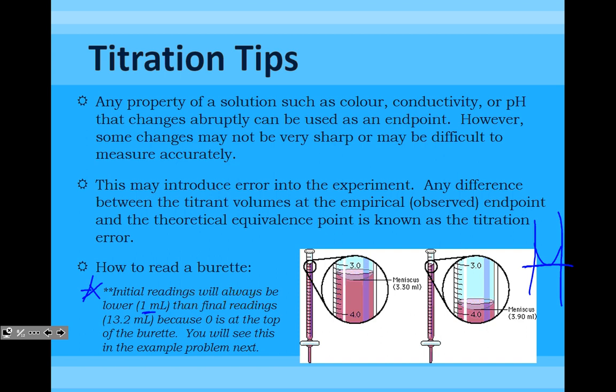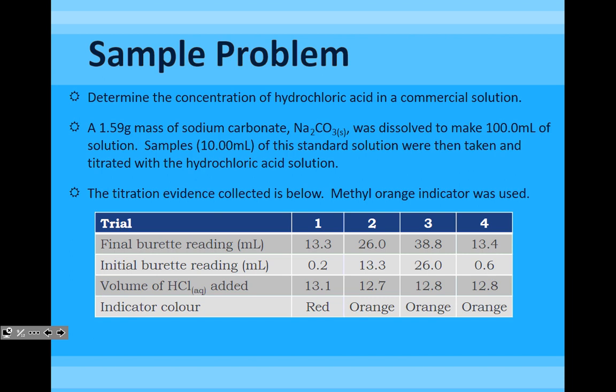Okay, alrighty. So now let's take a look at a sample problem. Determine the concentration of the hydrochloric acid in a commercial solution. So this is what we're doing. We are tasked with finding the concentration of the hydrochloric acid. Let's take a look at all the data that we have. A 1.59 gram mass of sodium carbonate, Na2CO3 solid, was dissolved to make 100 milliliters of solution. Samples that are each 10 mils of this standard solution were then taken and titrated with the hydrochloric acid solution. The titration evidence collected is below.